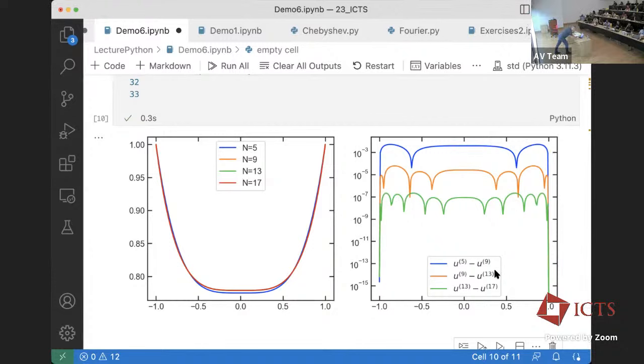Oh, something is here on the way. That's not me, it's the main Zoom panel.